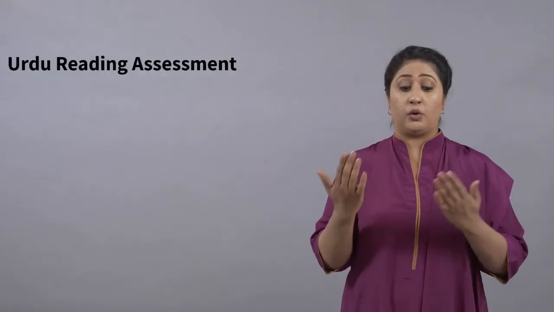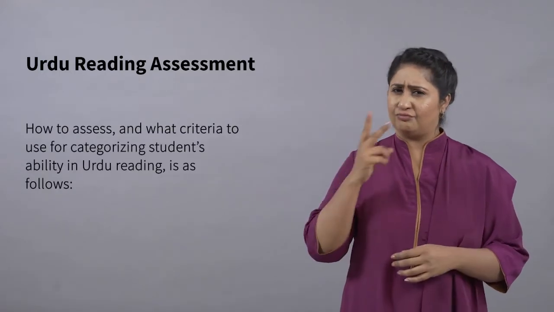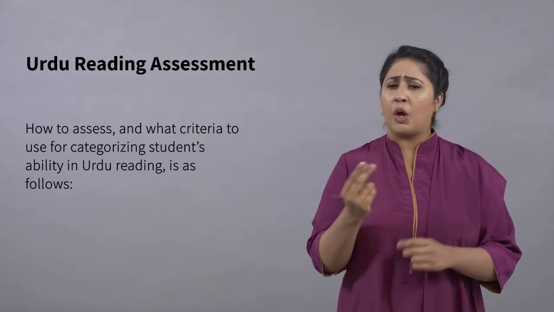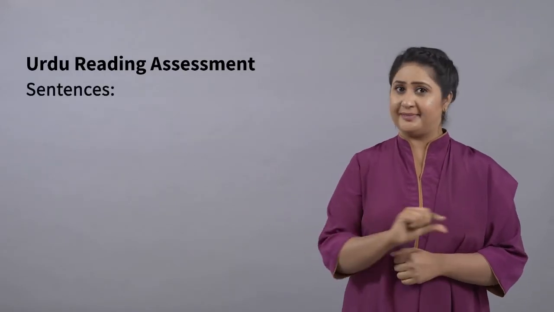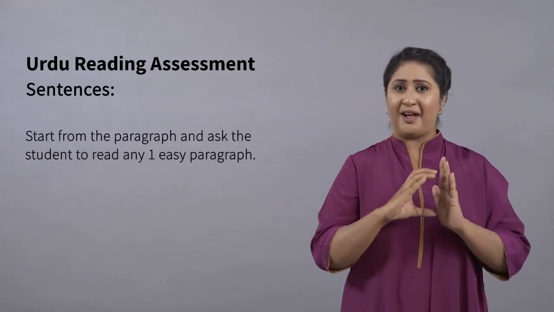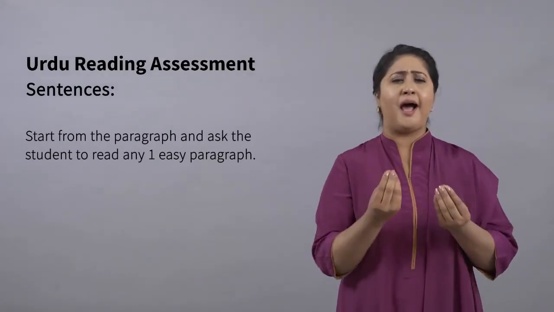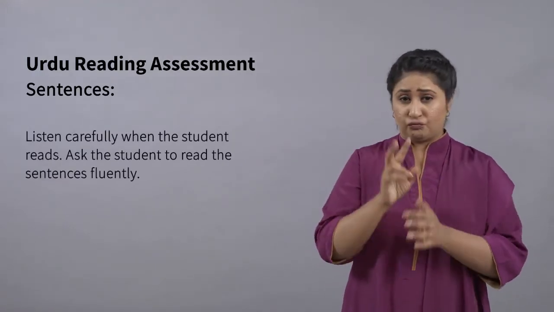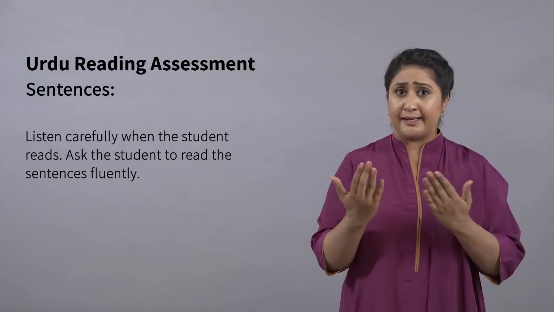Urdu Reading Assessment. How to assess and what criteria to use for categorizing students' ability in Urdu reading is as follows. Sentences. Start from the paragraph and ask the student to read any one easy paragraph. Listen carefully when the student reads. Ask the student to read the sentences fluently.